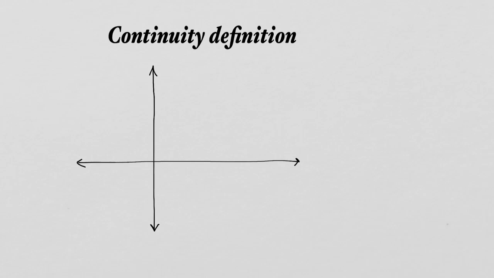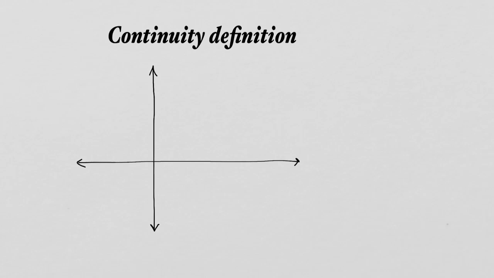All right, in the last video we looked at the two primary types of discontinuities, removable and non-removable. What we're going to do in this video is come up with a formal definition of continuity at a point. So we're going to make a set of conditions that need to be in place in order for a function to be continuous at a specific point.